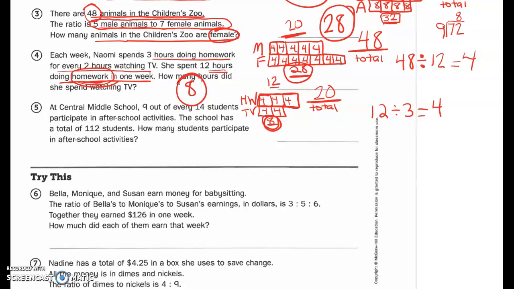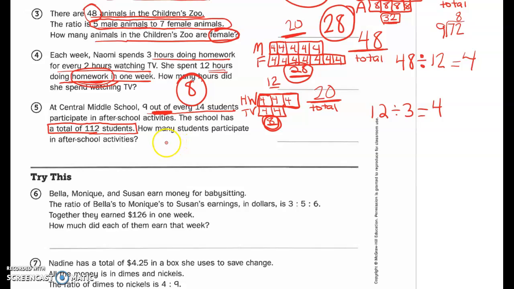All right. At Central Middle School, 9 out of every 14. I see that "out of," so that tells me that I might have to do some extra work here. 9 out of every 14 students participate in after-school activities. The school has a total of 112 students. How many students participate in after-school activities? So if you go too fast, you might make a mistake here.